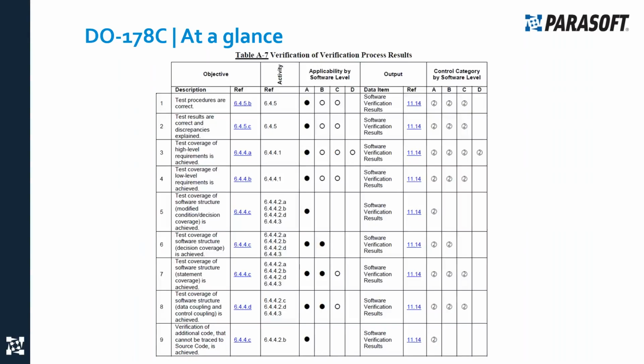This is done through confirmation of code coverage during test execution, reviews, and analysis. And the code coverage objectives can be at the statement, branch, modified condition decision coverage, and at the object level. Now, coverage of data coupling and control coupling may also need to be achieved, but this is again based on your software level, which includes traceability down to the source code as well.